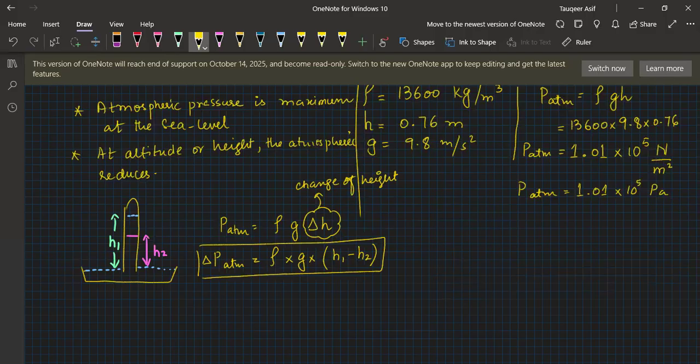Are you getting this? Is this clear? Yes. So there will be less height covered by the liquid if the atmospheric pressure is lesser.